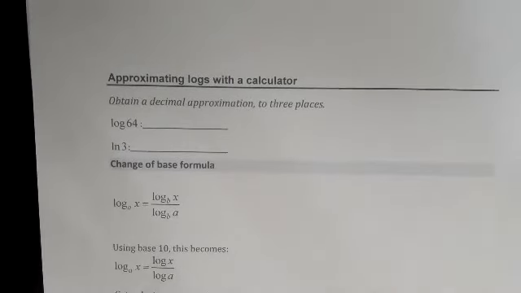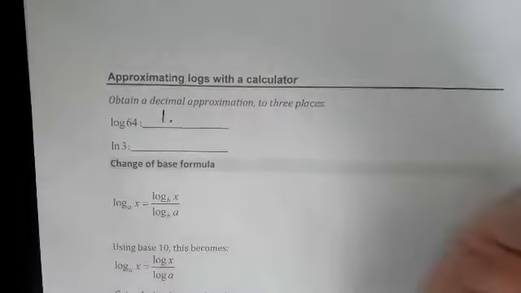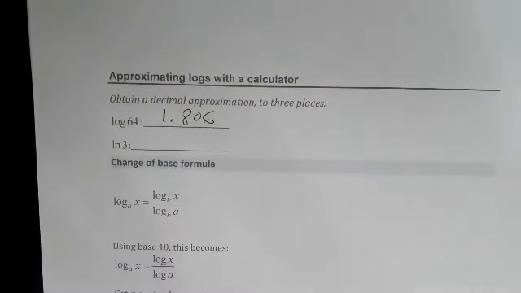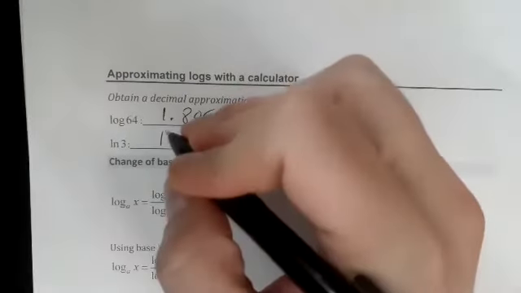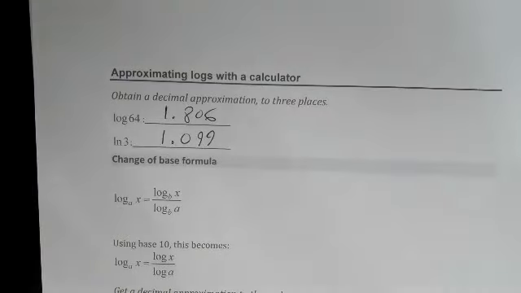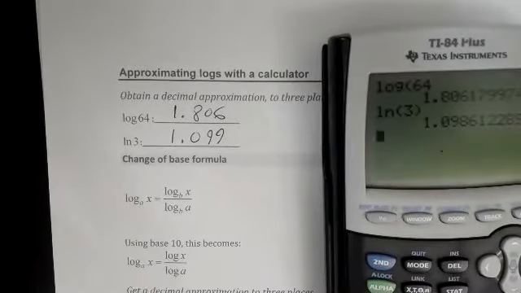We want to do a calculator check. So log of 64 should be between 1 and 2, since 64 is between 10 and 100. If we do log of 64, it's going to give me 1.806, to 3 decimal places. I'm going to do ln of 3, which is 1.099. So throw them in your calculator right quick. Log of 64, round to 3 decimal places. Basic calculator check.